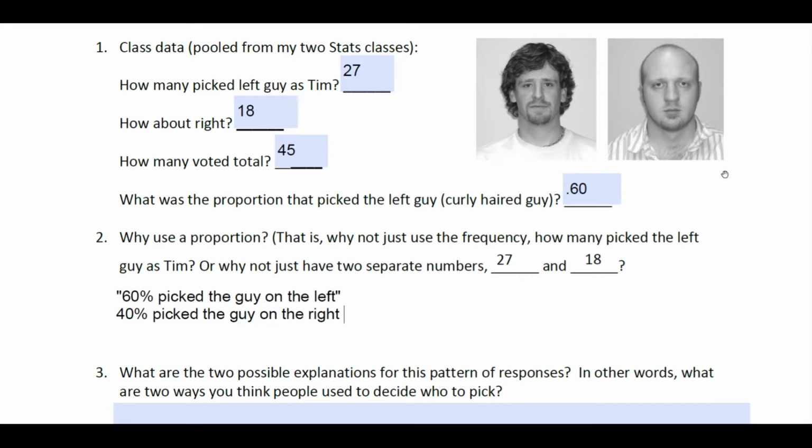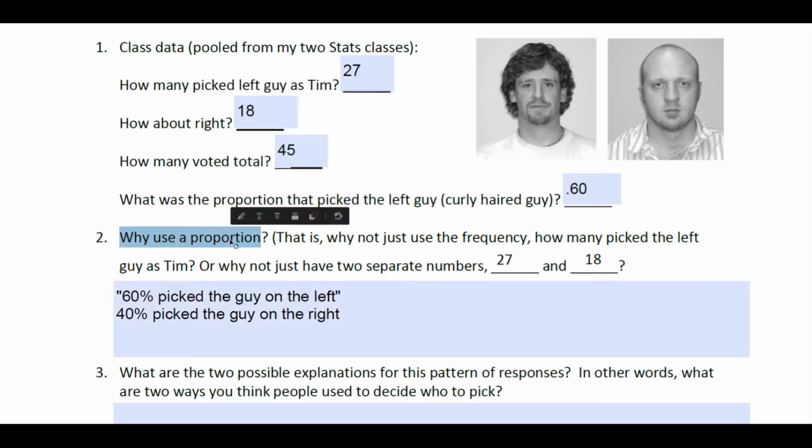So if we use a proportion, it's almost like shorthand. It gives us more information with fewer numbers. I could say 60% and your brain automatically says, okay, the other one's 40%, versus 27 and 18, where you would have to know 45 and subtract. It's a lot more brain power involved. So this is why we're going to use proportions, just because it's kind of like shorthand. It gives us two answers for one.